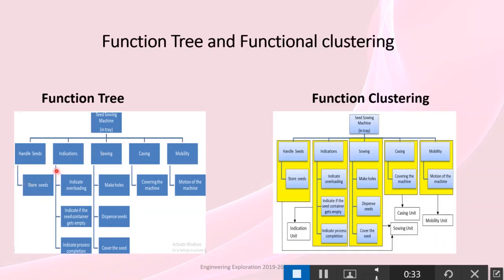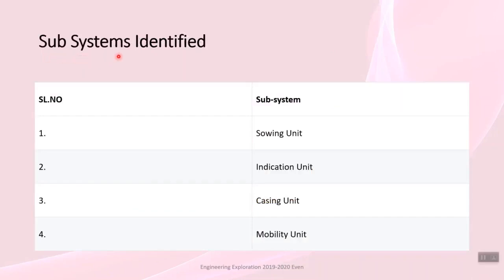Under the indication function, the machine indicates overloading, indicates if the seed container gets empty and also indicates the process completion. The sowing function helps in making holes, dispensing seeds and covering the seeds. The casing function involves covering the machine and the mobility function involves motion of the machine. After building the function tree, we clustered them into 4 main subsystems. The subsystems identified based on function clustering are as follows: sowing unit, indication unit, casing unit and mobility unit.